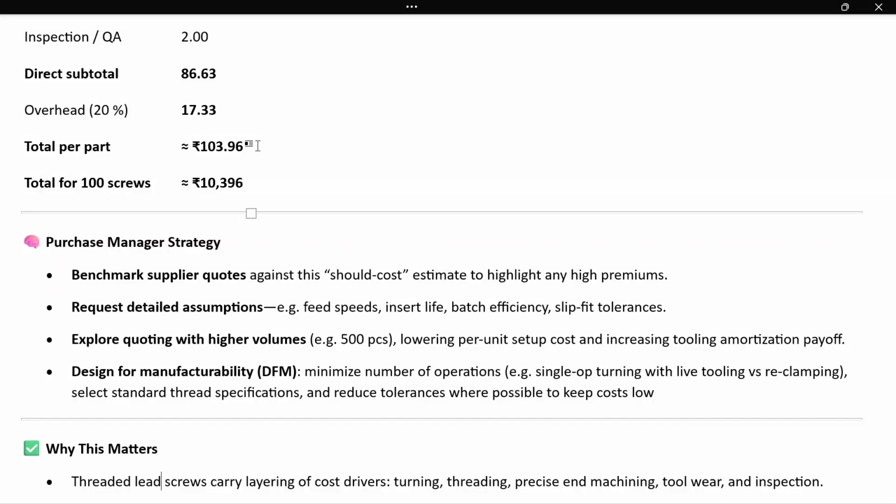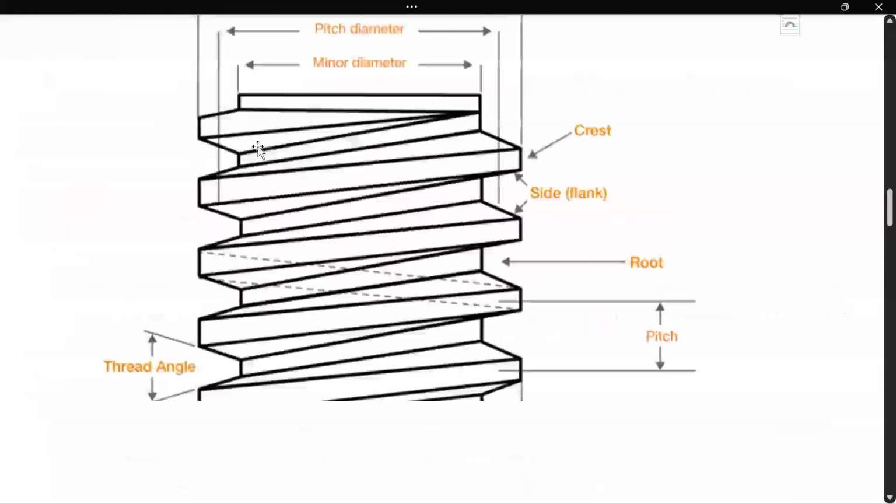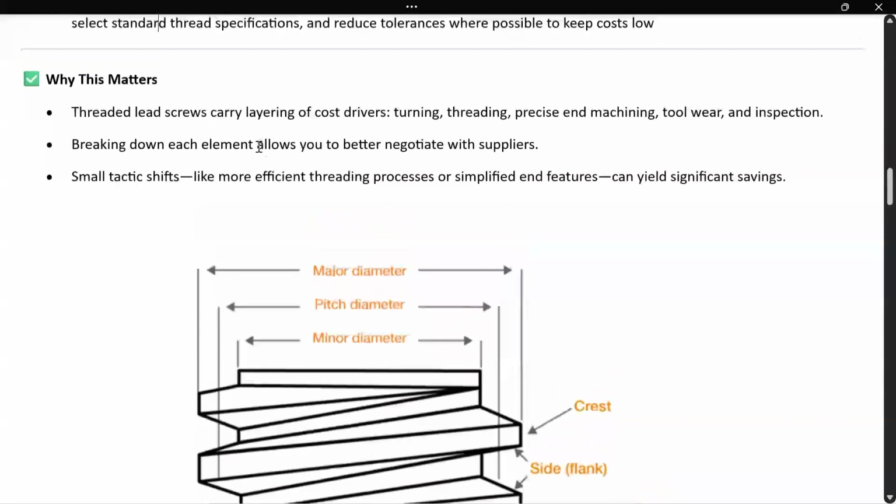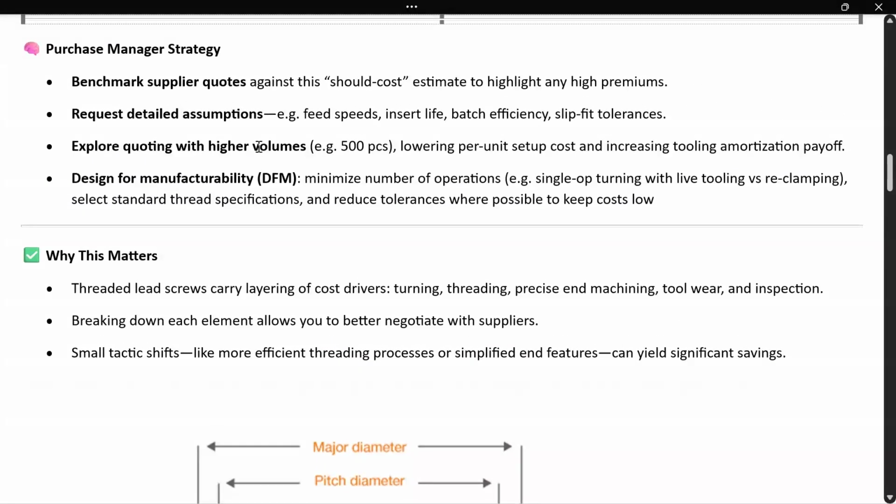Now design for manufacturability, DFM. Minimize the number of operations, ideally a single operation with the tooling, or avoid re-chamfering. Select standard specifications and it will be easier. Why it matters: a threaded lead screw carries layers of cost, turning, threading, precise machining, tool wear and inspection. The breakdown allows you to negotiate with the supplier, and if you have the breakup of each machining operation, you can reduce the cost.